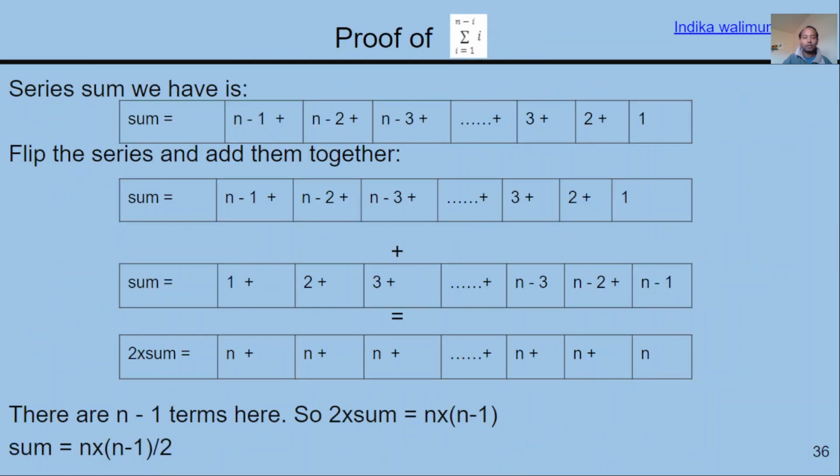All right, guys. So this is the proof of the series sum. You can take a look at this. I already posted this in lecture 1. That will be it, guys.